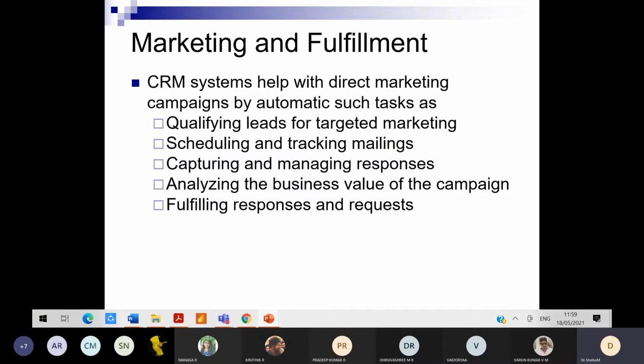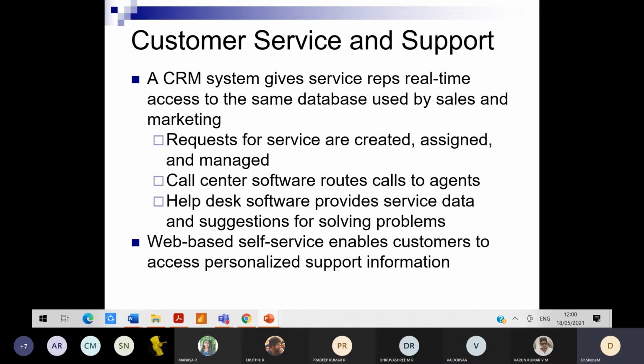Yes, moving further, marketing and fulfillment. The CRM system helps with direct marketing campaigns by automating such tasks as qualifying leads for targeted marketing. We know how important targeted marketing is. Then scheduling and tracking mails, which is also very important, capturing and managing responses, analyzing the business value of campaigns, and fulfilling the responses and requests.